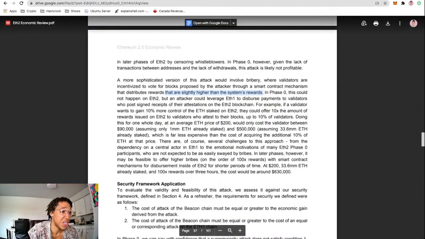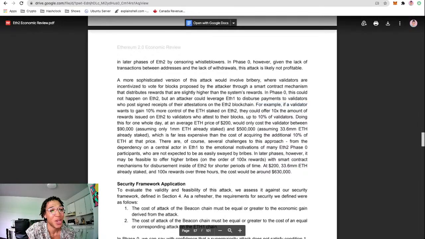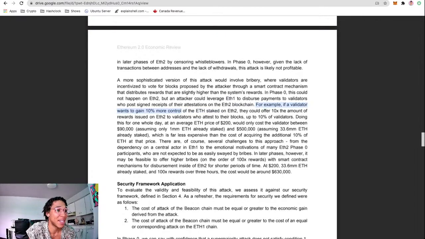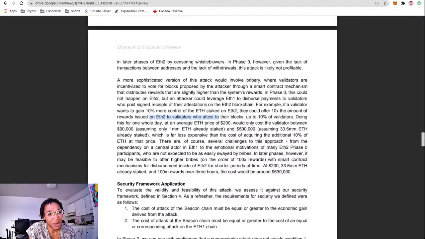Very interesting. I didn't even know this was a proposed attack vector, and I'm not even sure why, but I'm sure we'll see that shortly. For example, if a validator wants to gain 10% more control of ETH staked than ETH2, they could offer 10x the amount of rewards issued on ETH2 to validators who attest to their blocks. Actually, okay, so now that they're explaining it, this does make a lot of sense. It is a pretty large issue.